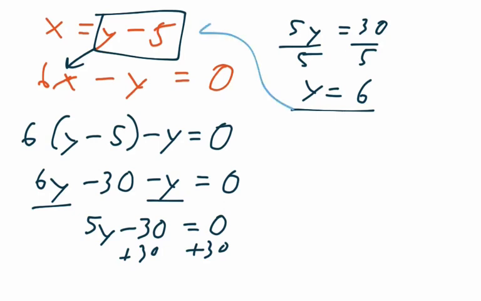That is going back into the box that I substituted. So x equals 1. So I got 1 comma 6.